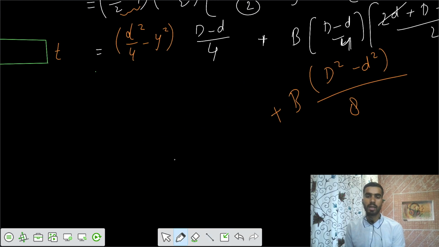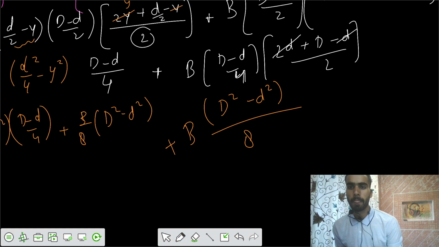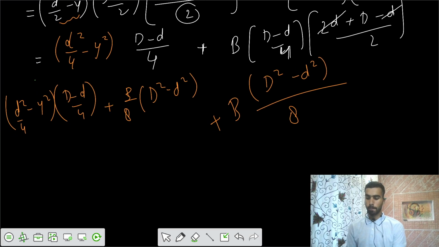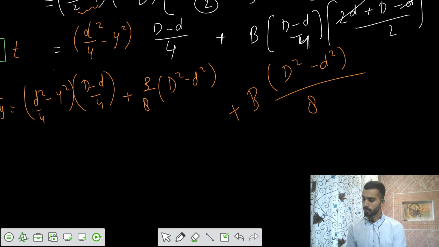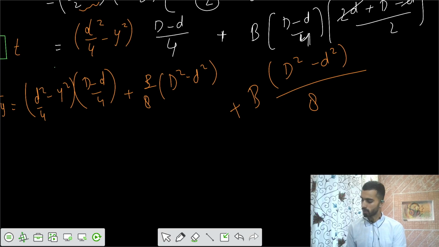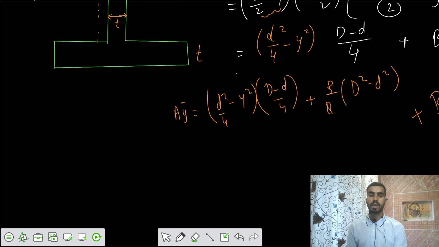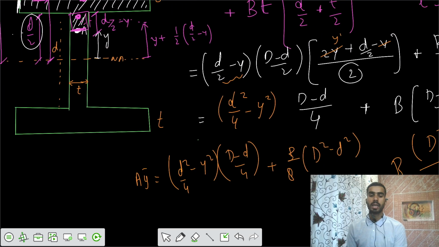So you can write the final value, that we have A y bar equals D square by 4 minus y square into D minus d by 4 plus b by 8 into D square minus t square. So you got the first moment of area, D square by 4 minus y square, b by 8 D square. You got the first moment of area. And you can keep the I as it is.